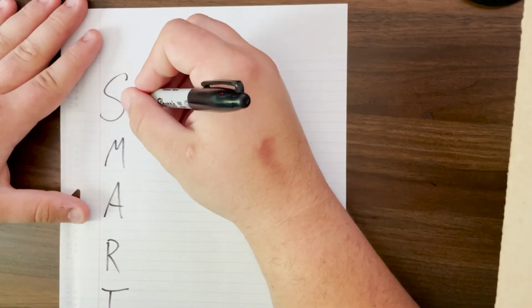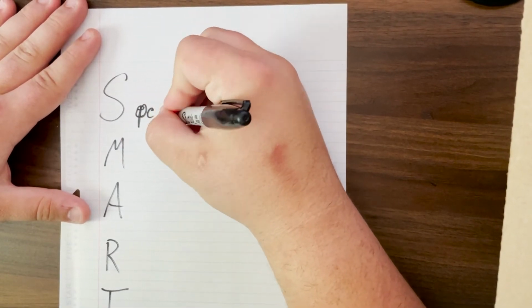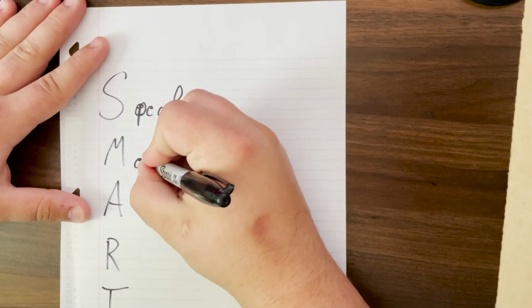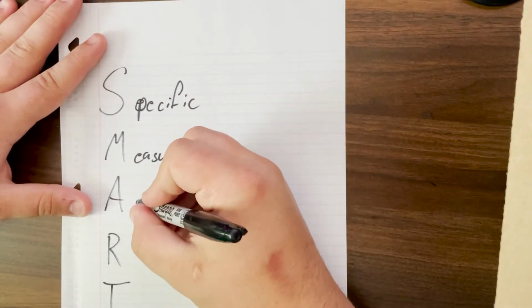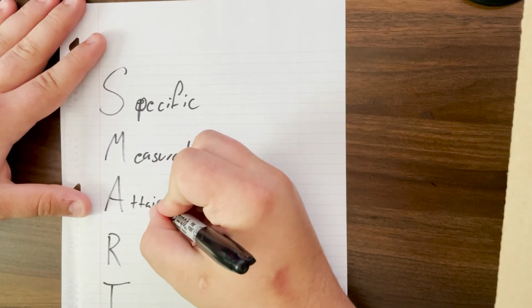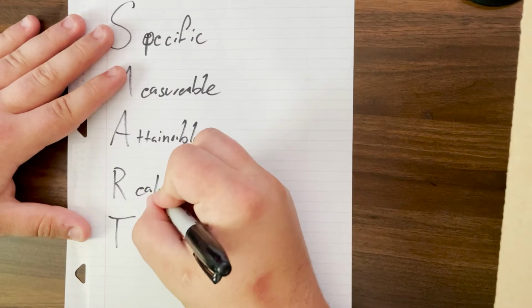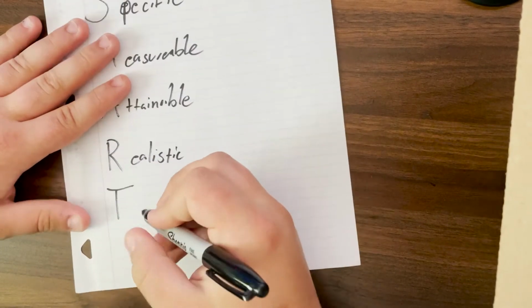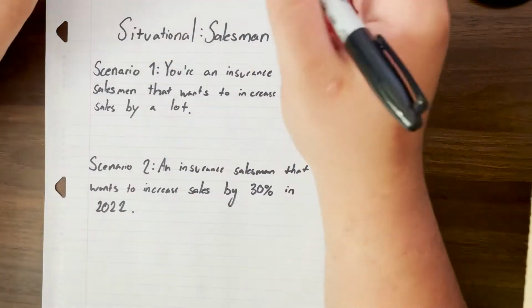When we set a goal, we want to make it a specific, measurable, attainable, realistic, and timely goal. Let's put these SMART goals into a situation now.